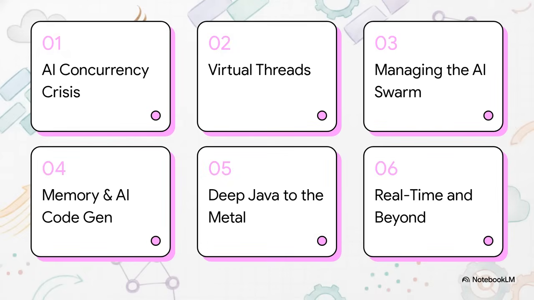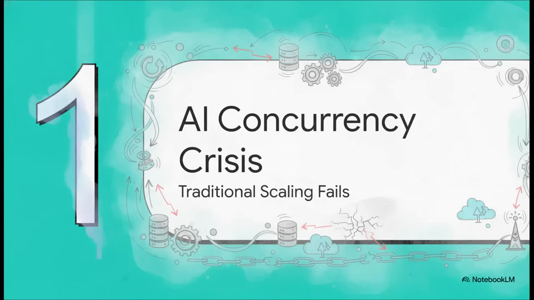We've got a lot of ground to cover as we descend what I like to call the JVM iceberg. We'll start at the surface with the AI concurrency crisis, move through the virtual thread revolution, and tackle managing the AI swarm. Then we'll dive deeper into memory and AI code generation, push deep Java to the metal, and finally hit the absolute bottom with real-time determinism. Let's get to it. Section 1.